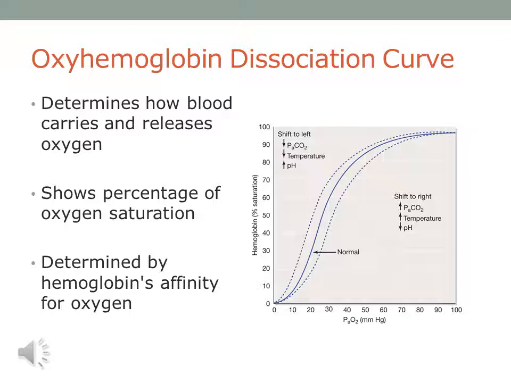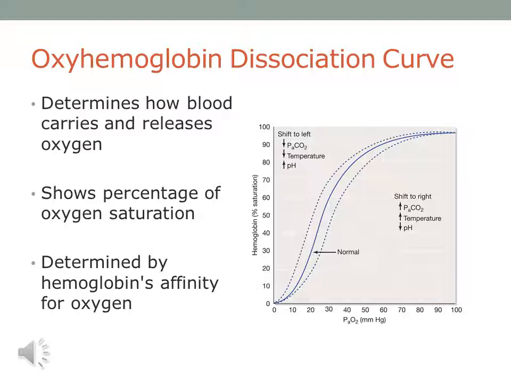So let's think of conditions where the body would need the oxygen to be released more readily. And that would be in situations where we have increased carbon dioxide, decreased pH. You've got to think back to your ABGs. Okay? So increased carbon dioxide, decreased pH, and hyperthermia. So we're talking about heat, we're talking about acidosis, and we're talking about exercise. Those are three areas where the body would want the hemoglobin to release the oxygen more readily.